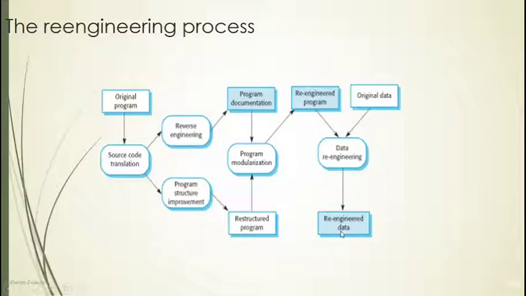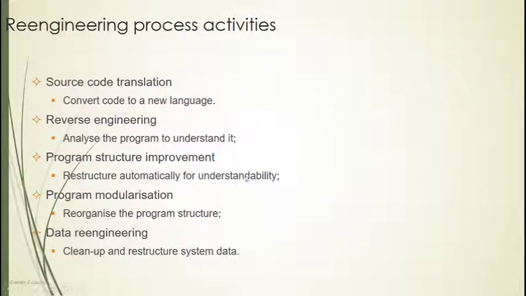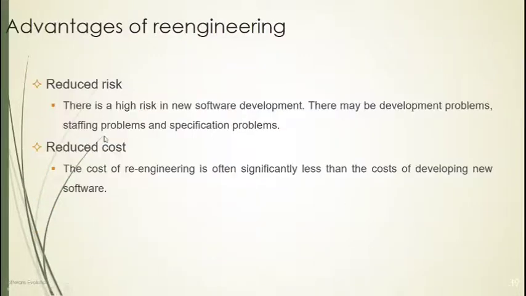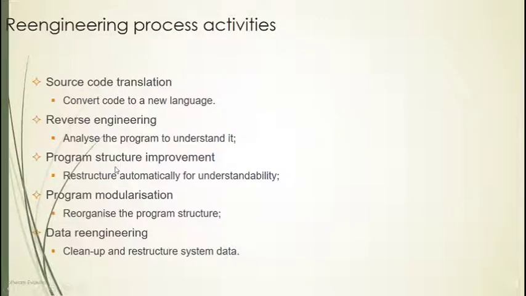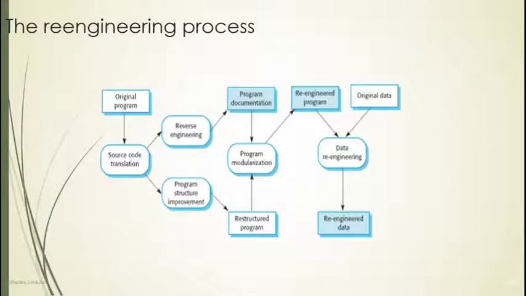We'll see the explanation of this diagram one by one. In the previous diagram, the first step was source code translation, which converts the code to the new languages. Using a translation tool, the program is converted from the old programming language to the modern version of the language, or to a different language. So it converts from the older version to the new version of the programming language.